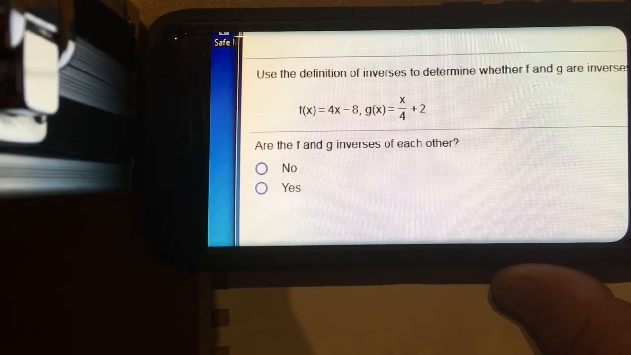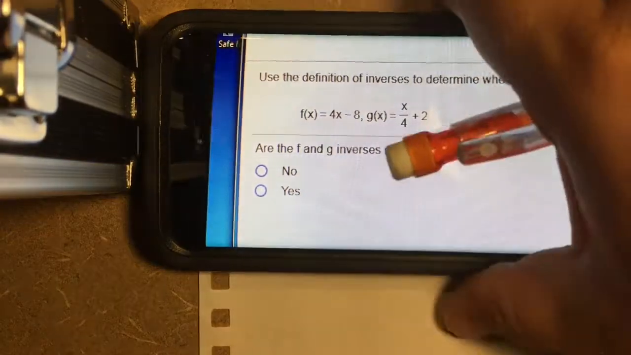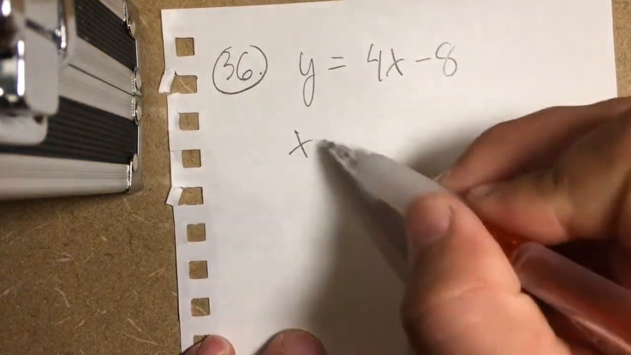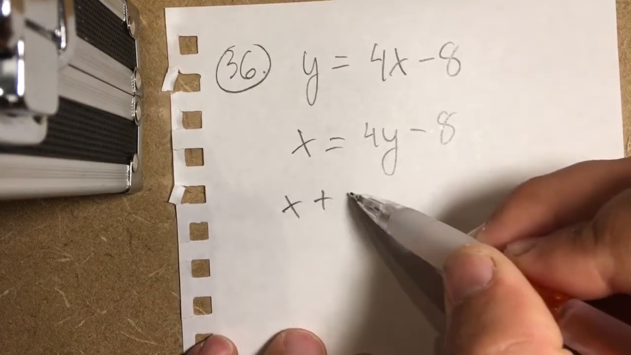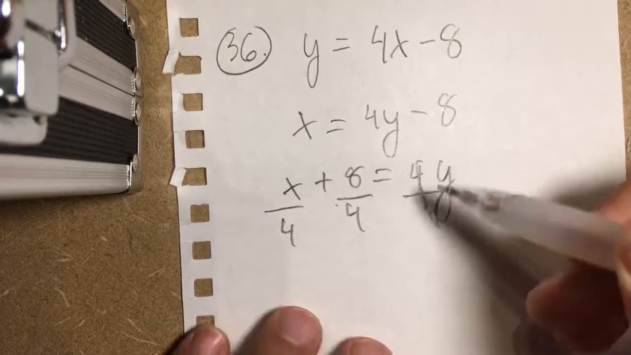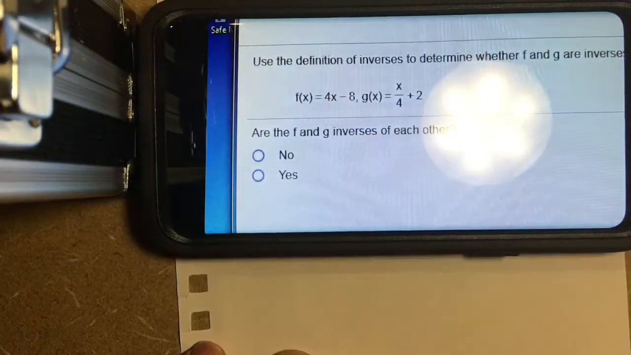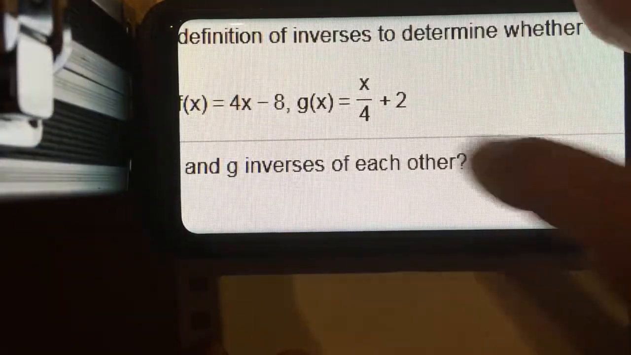Number 38, a yes/no question. They want to know if g of x is the inverse of f of x or vice versa. So all I'm going to do is take f of x and find the inverse of it. So x equals 4y minus 8, add 8, so that's x plus 8 equals 4y. Divide everything by 4. That's going to give me the inverse, x over 4 plus 2. And the answer to this question would be undeniably yes, x over 4 plus 2.